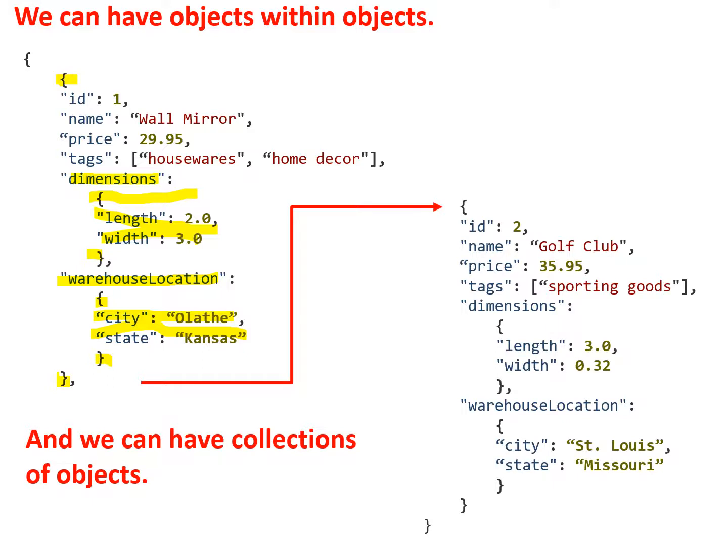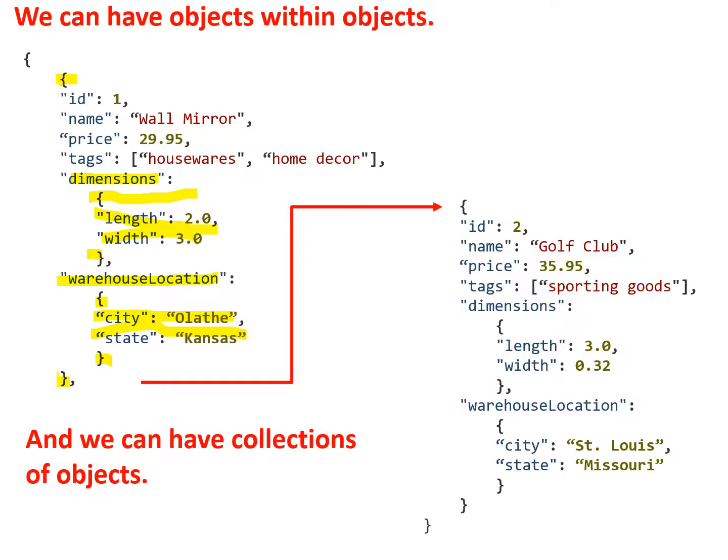And also we can have collections of objects. If I put a comma after that first one that we just looked at, and then have another one, that's just going to list another object. The first one was a wall mirror, and it had a price and a bunch of information. The second one is a golf club. It has a price and a bunch of information, and we can just keep listing them with a comma after each one until we're completely done.